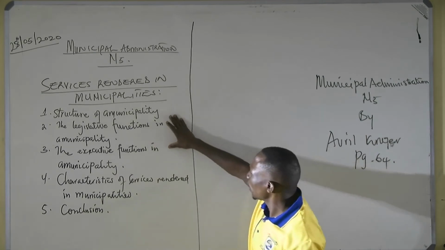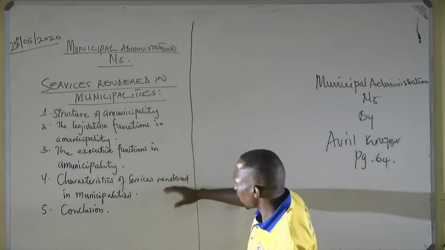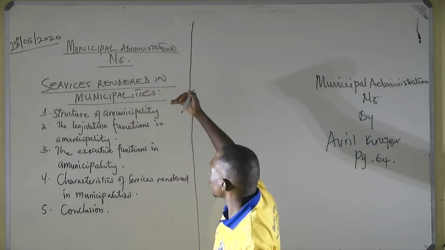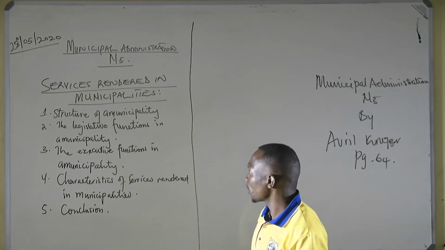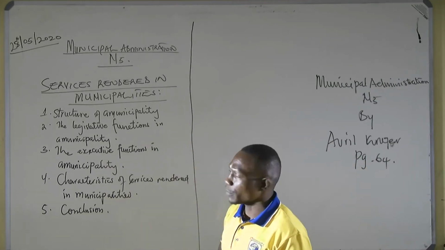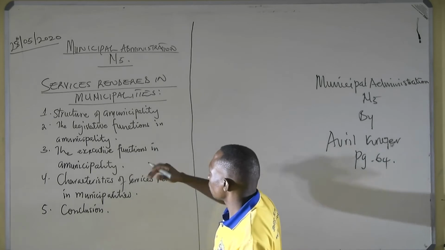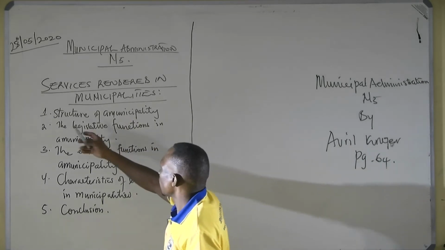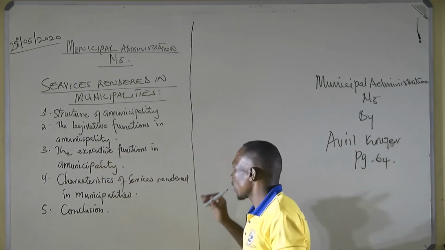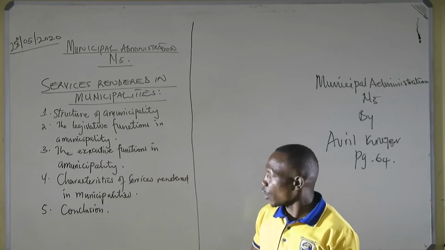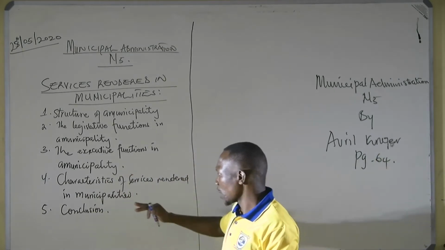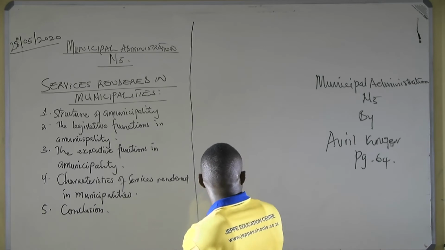So briefly, let me take you through the course outline of the topic that we are going to look at today. We are going to look at the sections and the services that are rendered in municipalities, and the section under the constitution that authorizes municipalities to offer services to their people in their areas of influence. We shall also look at the structure of the municipality in details. We shall also look at the legislative and executive functions of a municipality, and the characteristics of services which are rendered in the municipalities.